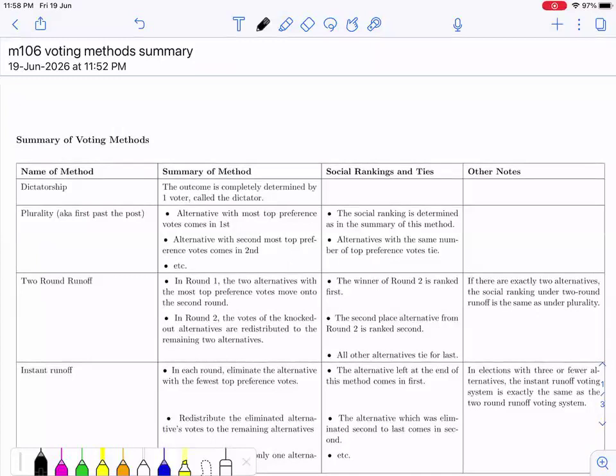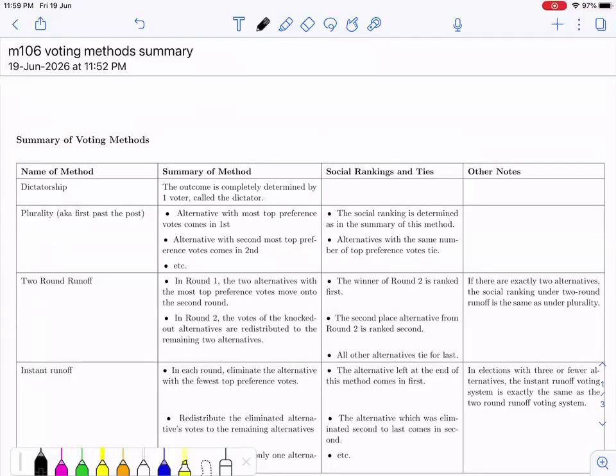Okay, so we'll go over each of these methods because all of these are covered in the first two homeworks of this unit, voting theory. So yeah, let's get started.